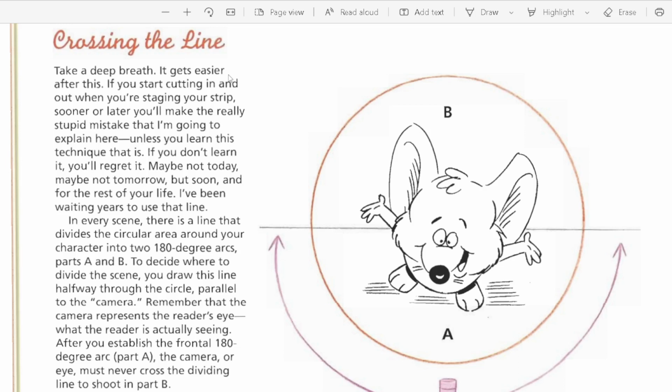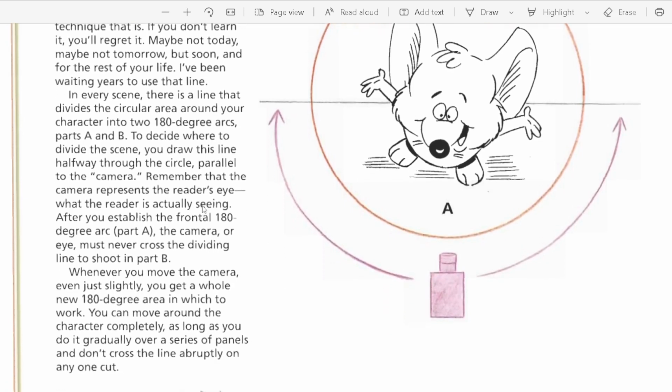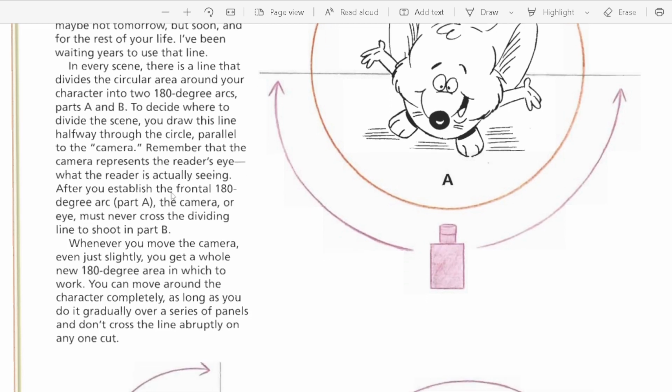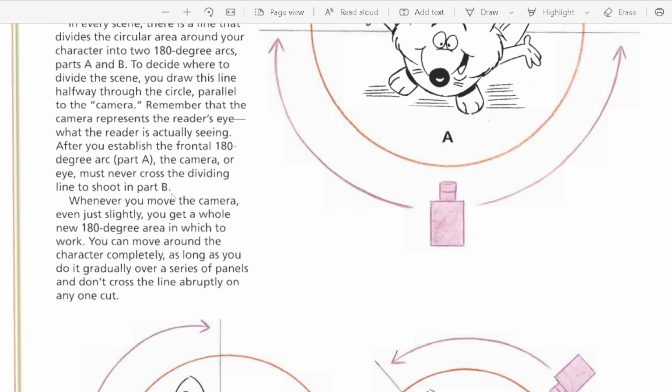In every scene, there is a line that divides the circular area around your characters into two 180-degree arcs, parts A and B. To decide where to divide the scene, you draw this line halfway through the circle, parallel to the camera. Remember that the camera represents the reader's eyes. After you stabilize the scene, the camera or eye must never cross the dividing line to shoot in the other arc, part B.